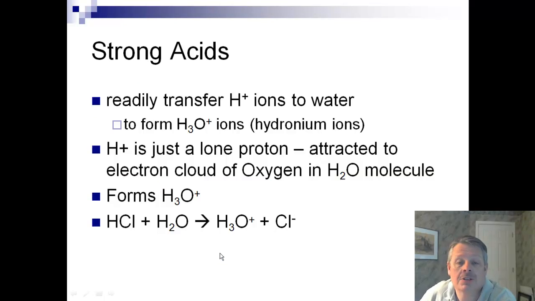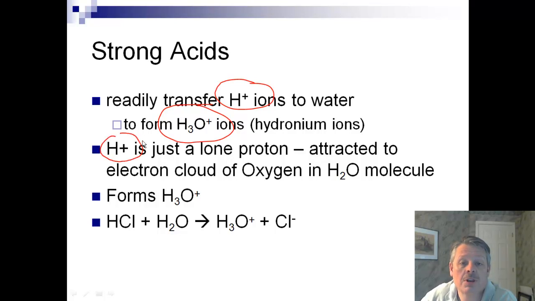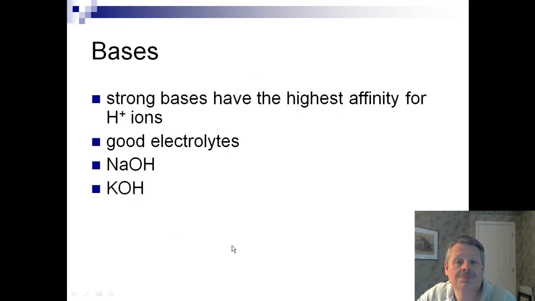Right. Just again a reminder, they readily transfer hydrogen ions to water and they form hydronium ions. So sometimes we're going to write H+, and sometimes we're going to write H3O+. Either way, it means the same thing. It doesn't matter because H pluses are just lone protons, so they tend to be attracted to water to form H3O+. We talked about that last time. So we will sometimes just write that as H+, depending upon whether we include the water or not.